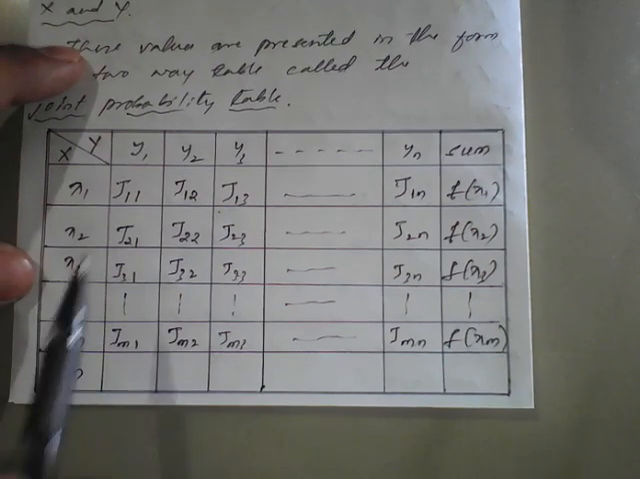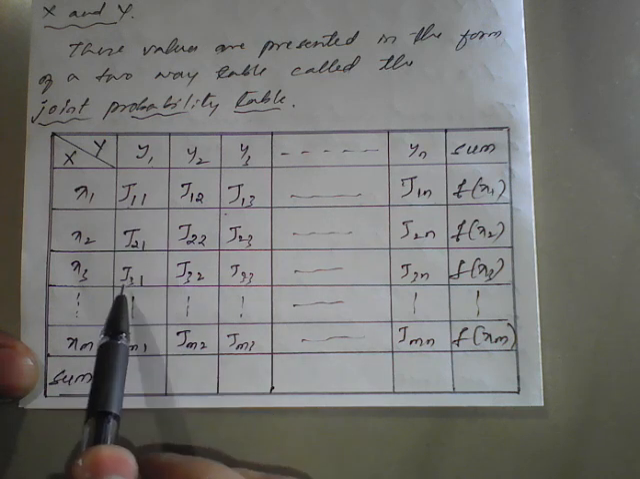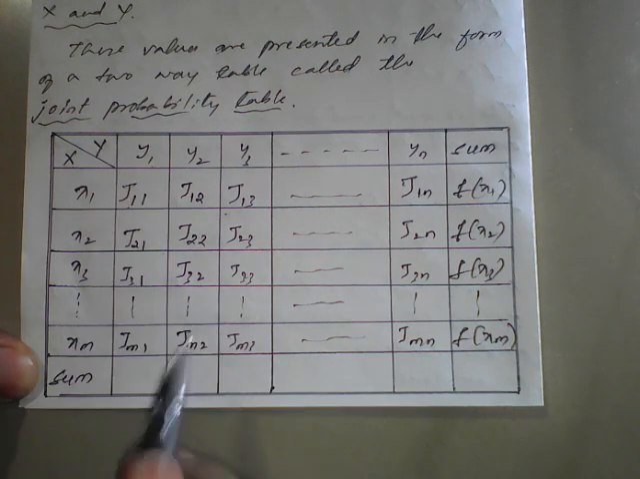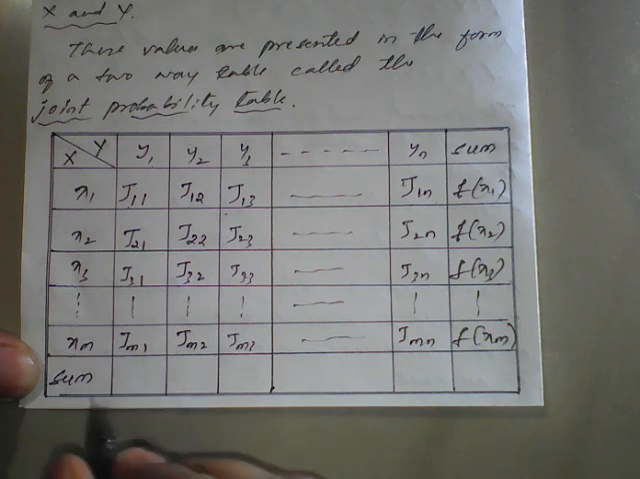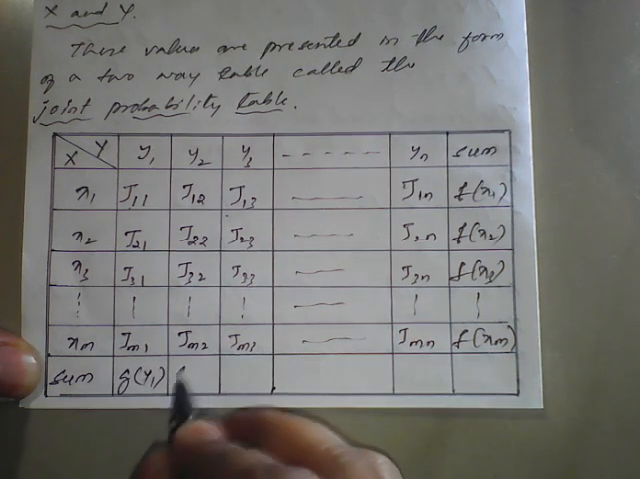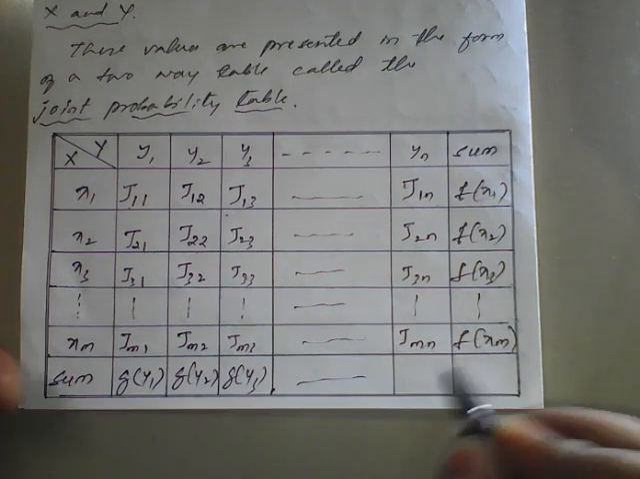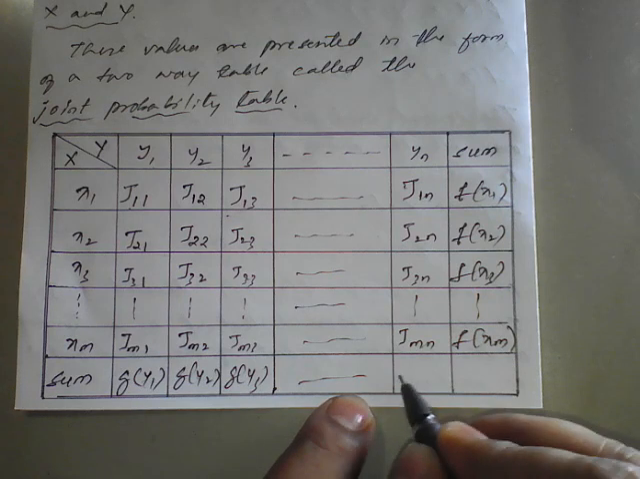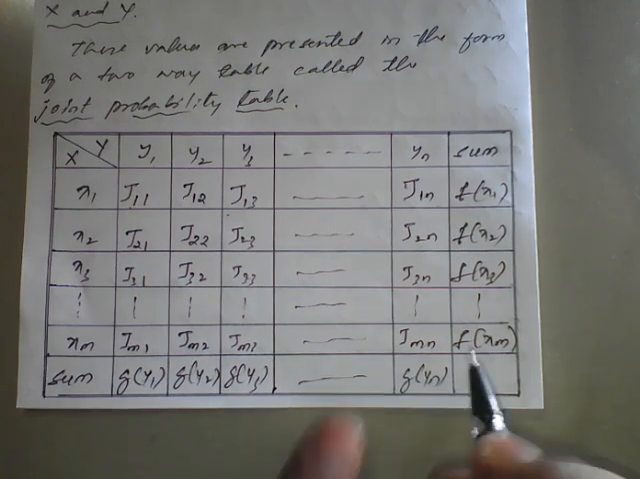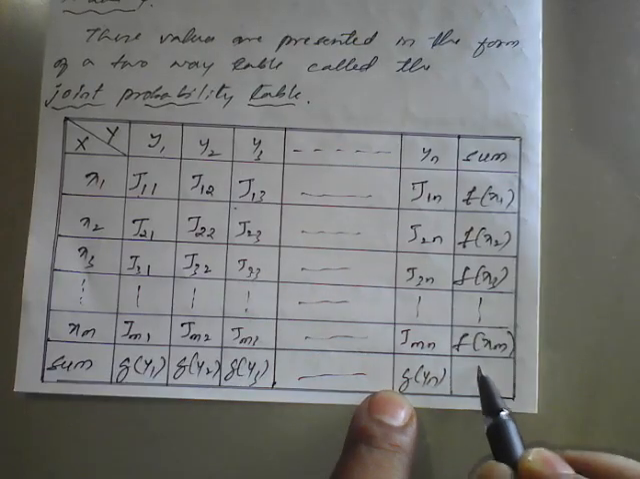Similarly, we have to go vertically also, adding. So we have to write the summation here: J of 1 1 plus J of 2 1 plus J of 3 1 plus so on. So it is a value of what here? I will consider another function g of y1. This will be g of y2, this will be g of y3, and so on, g of yn. And the rule says that if you add the sum of these with the sum of those, the result will always be 1.